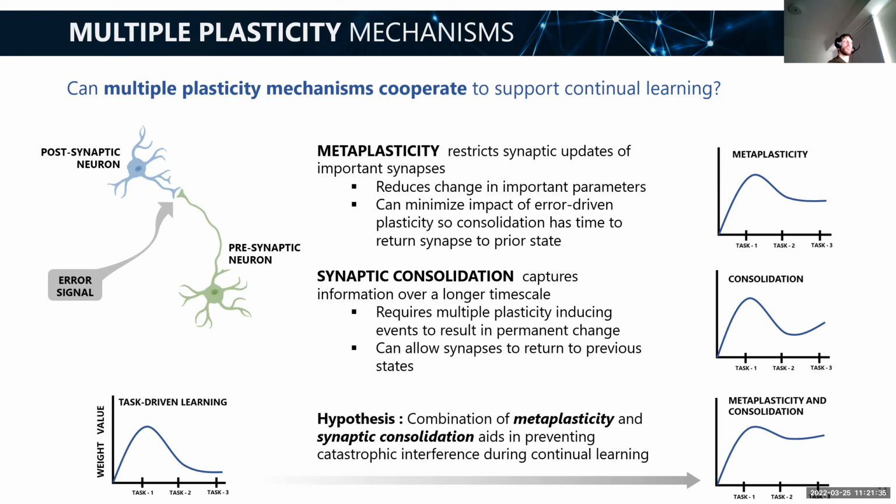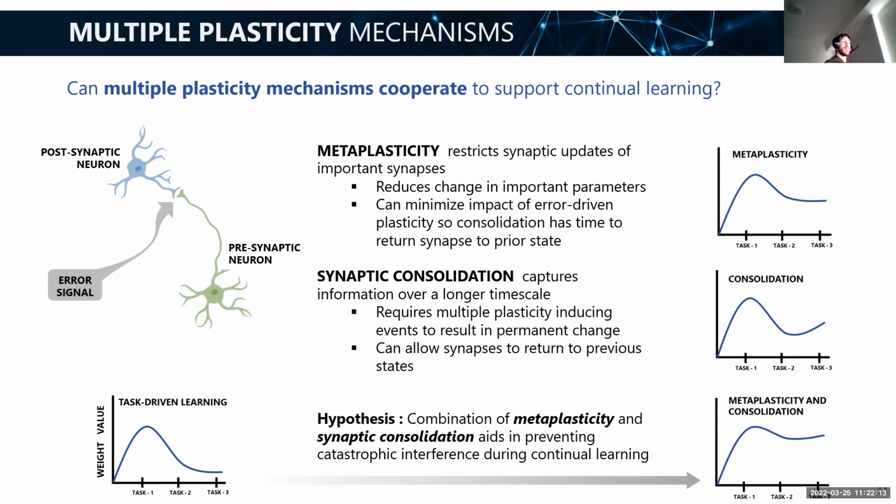But it has no way to recover from those changes, right? So once your performance drops, unless you train on task 1 again, your performance isn't going to go back up. Synaptic consolidation, on the other hand, is going to capture information over a longer time scale, which will prevent your network from unlearning task 1 as fast. So in consolidation, the rate that it drops while learning task 2 is less than if there was no consolidation because of that decay factor, but it's still much faster than metaplasticity.